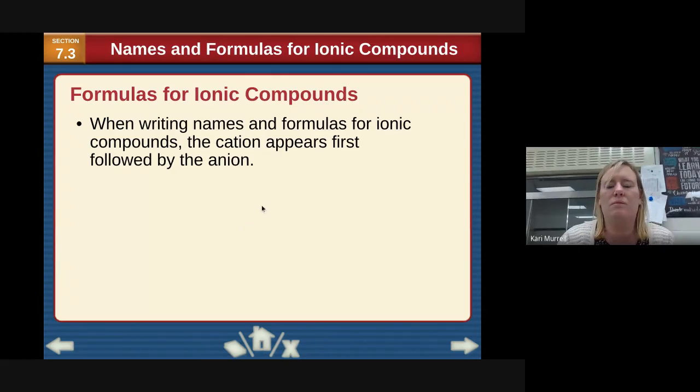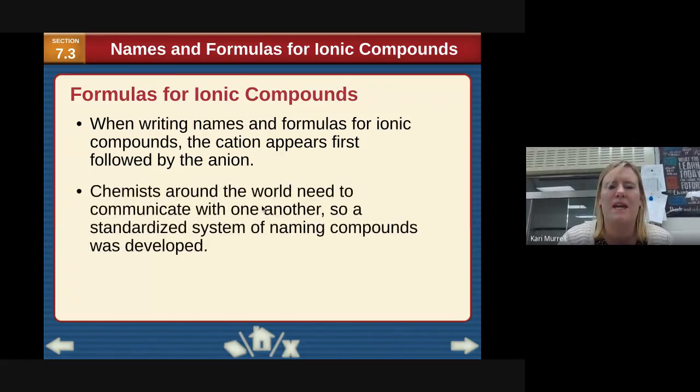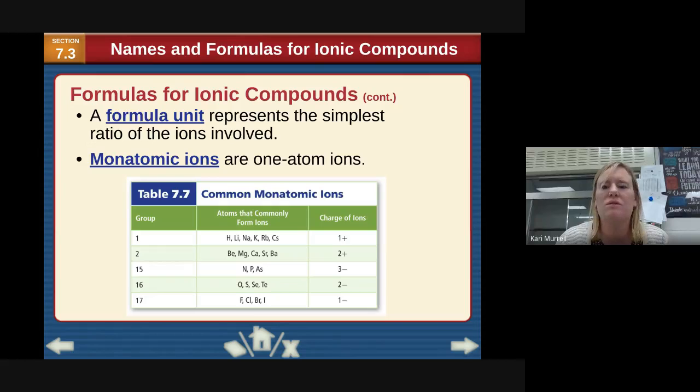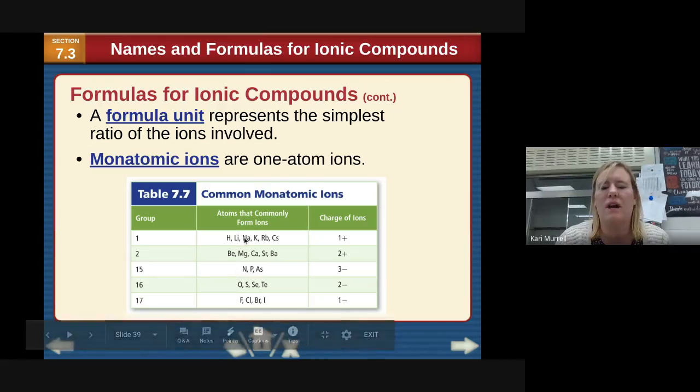When we write names, we write the cation first, the positively charged one, followed by the anion. Chemists around the world communicate in the same way using the same standard system so that we all can communicate together. A formula unit represents the simplest ratio of the ions involved, kind of like reducing a fraction. Common monatomic ions are one-atom ions, like hydrogen and lithium, where you just see them stand alone.